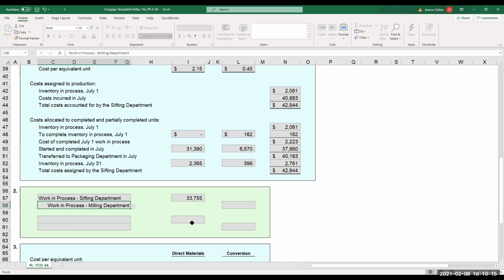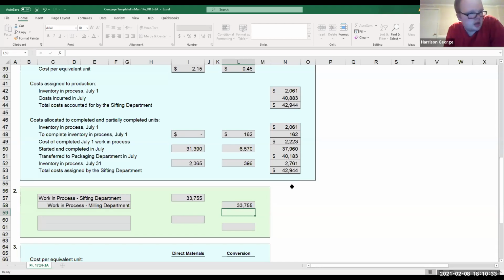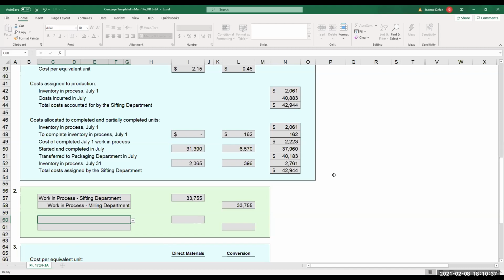Because the first thing is, when you make this grain, first you have to mill it. You have to grind it down by machine. Then it moves to the next step, the sifting. So when you take it out of milling, you put it into the sifting bucket. And debits have to equal credits. So this is going to be the same number.